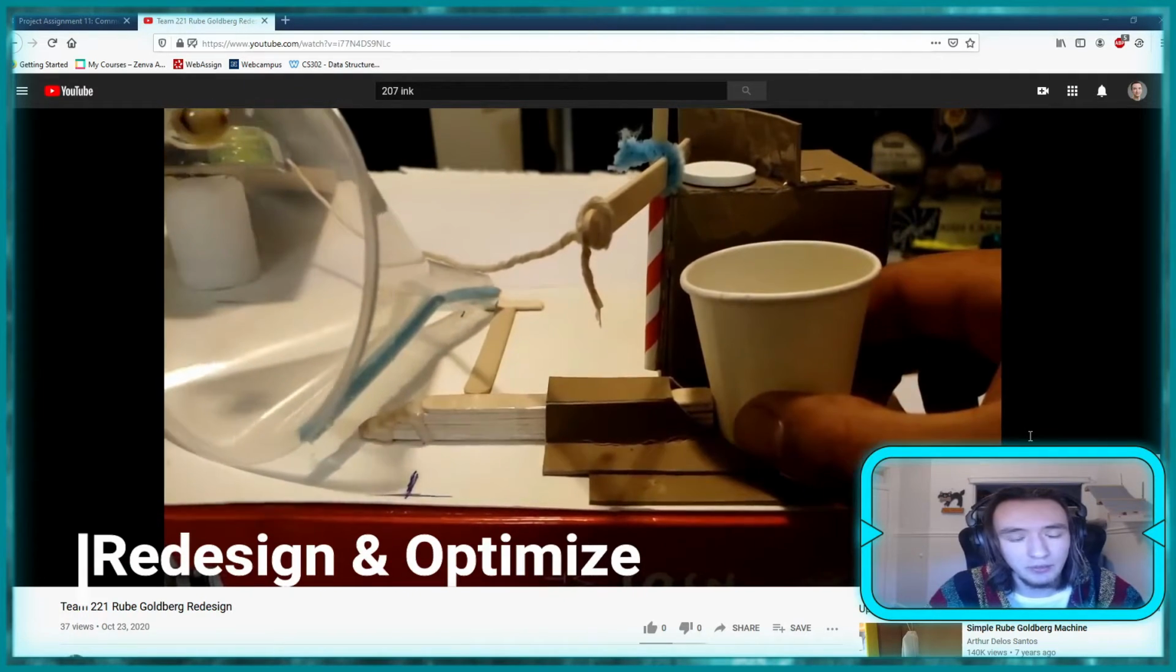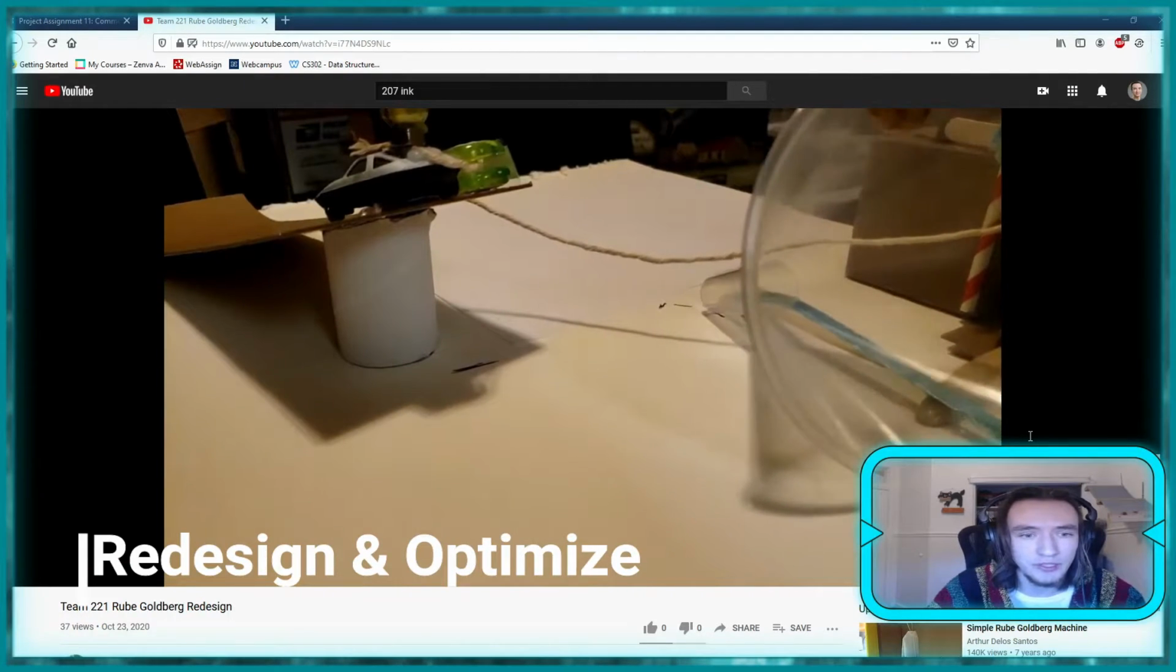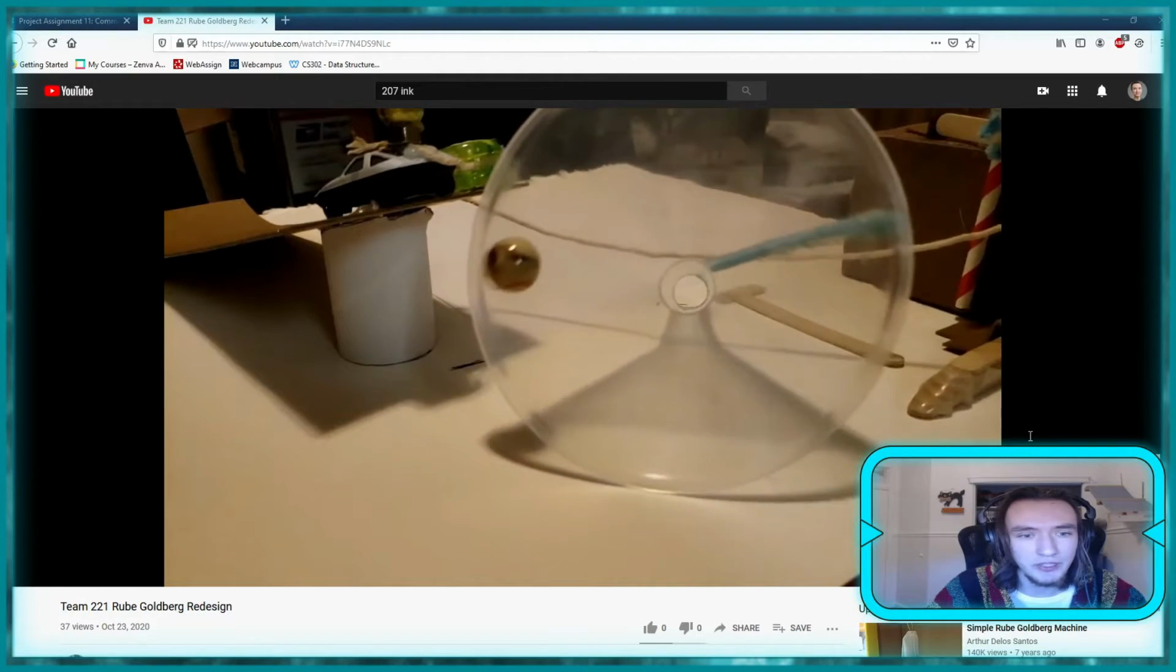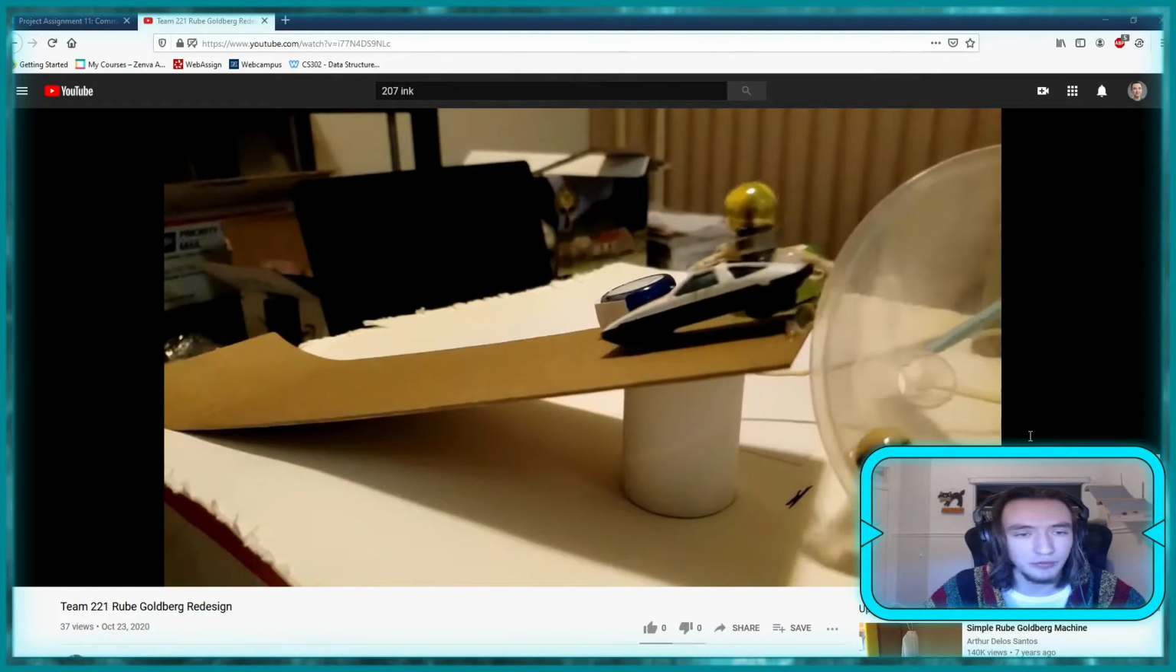Redesigning and optimizing our Rube Goldberg machine. Essentially, our redesign plan was to make sure things function consistently. We optimized our parts, and then we had to balance improvements while keeping friction low.